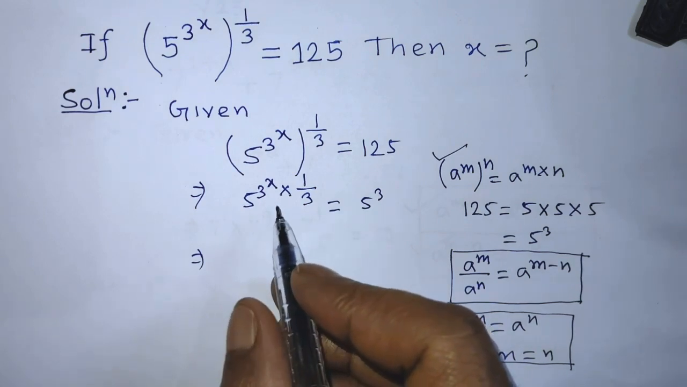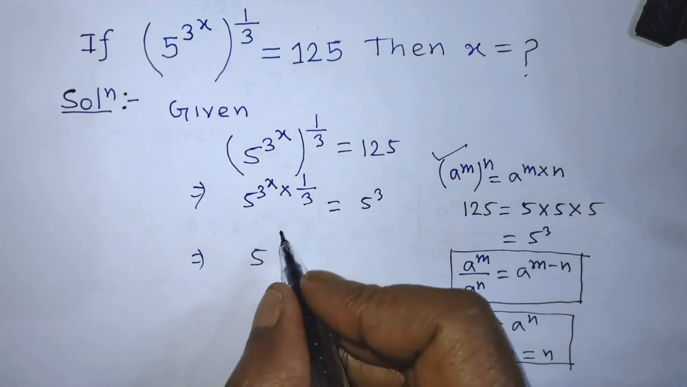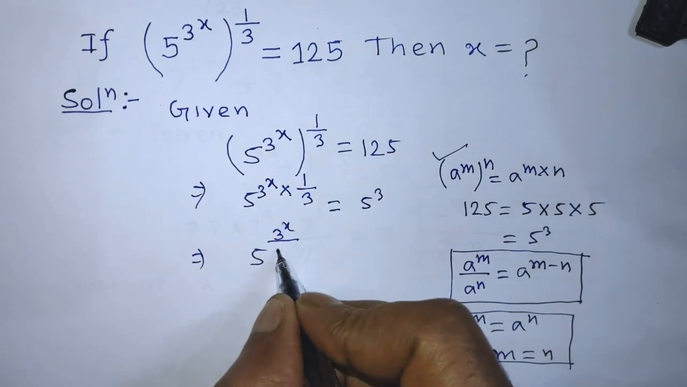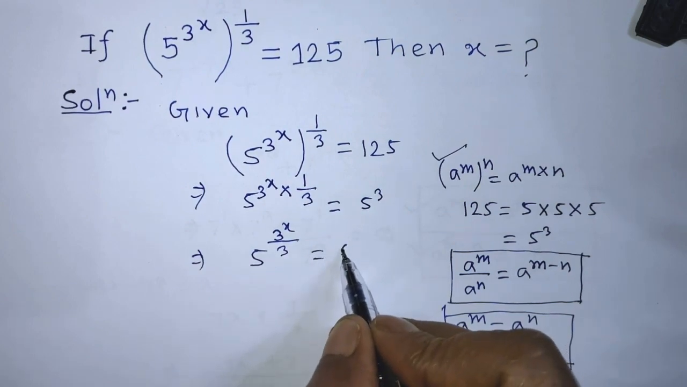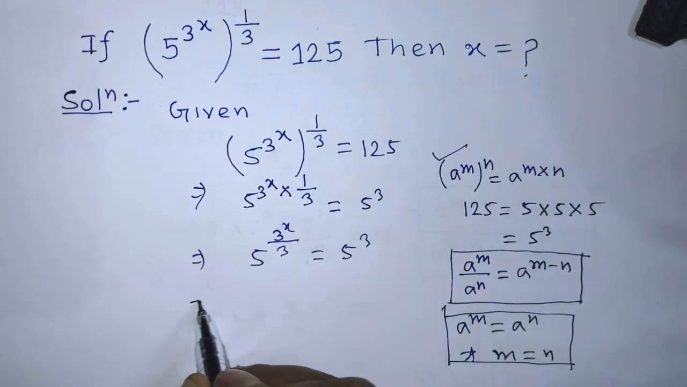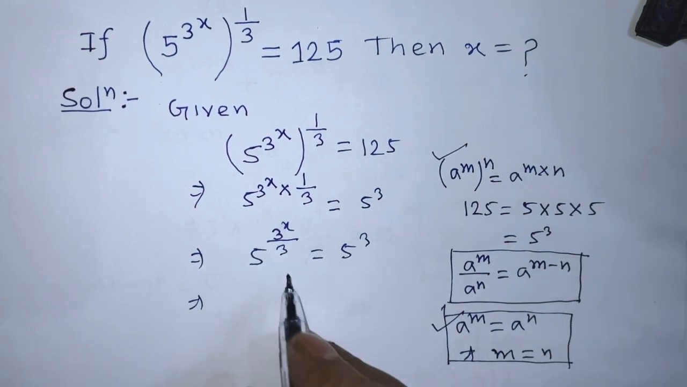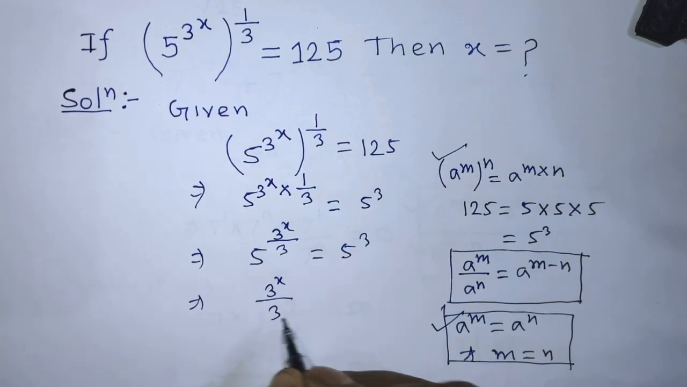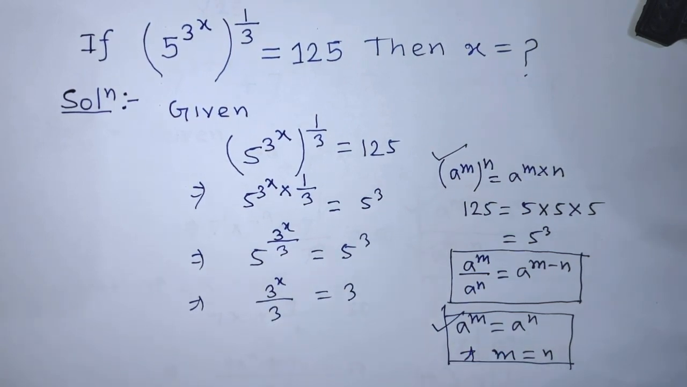After that we can write from the left hand side of this equation 5^(3^x over 3) is equal to 5^3. According to this formula we can write from this equation 3^x over 3 is equal to 3. After that, according to the cross multiplication rule, we can write 3^x is equal to 3 times 3.